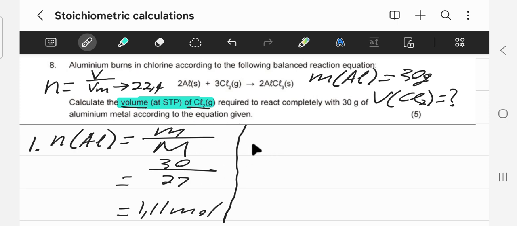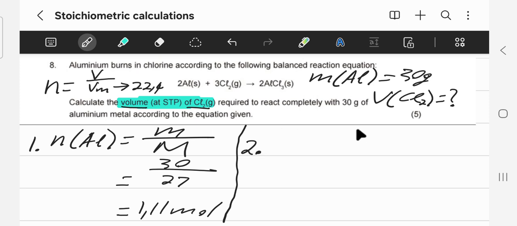I hope, guys, that is making sense. So that's going to be our step number 2. The step number 2 is to use the number of moles of aluminum to find the number of moles of chlorine. Why are we doing that? Because we cannot use this formula to find the number of moles of chlorine in terms of this problem.